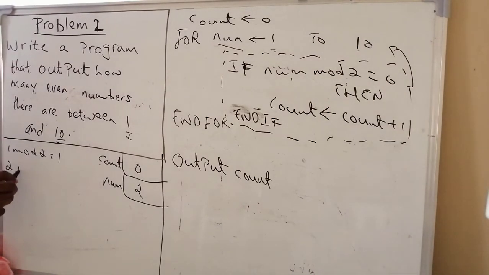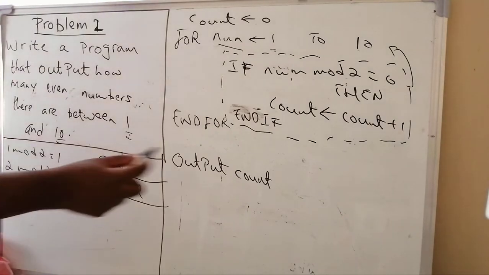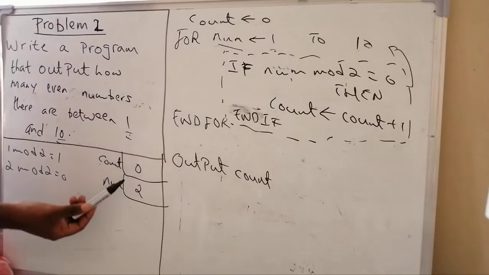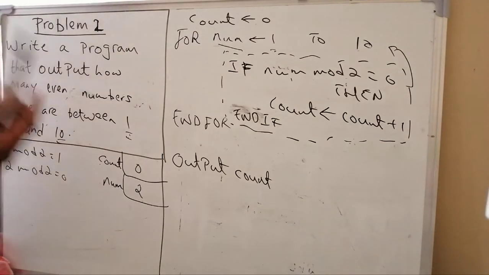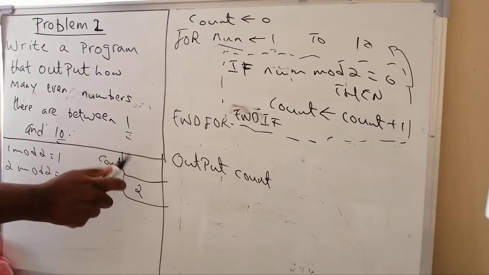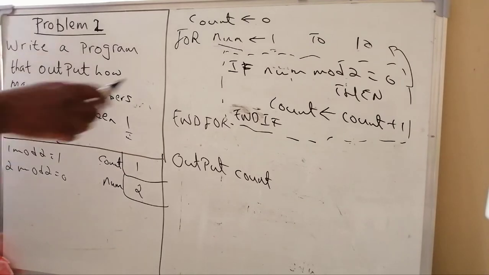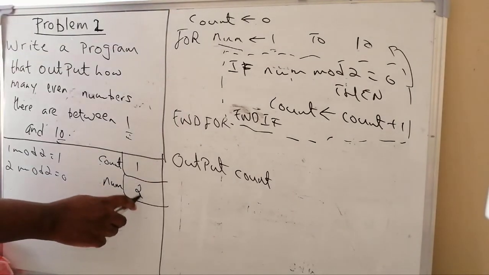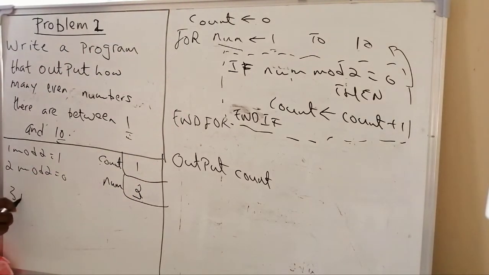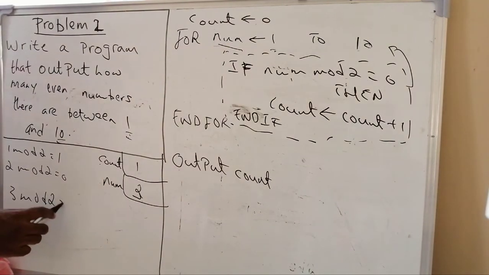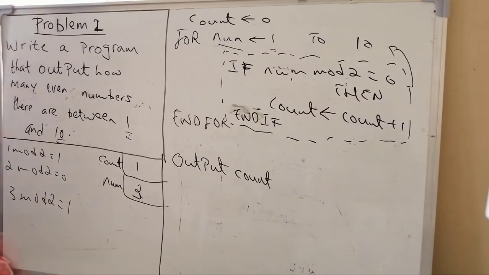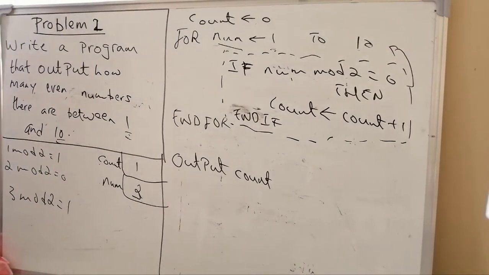Now 2 mod 2 in this case will be 0. Therefore, count is equal to count plus 1. So what is the current value of count? 0. So 0 plus 1, this will give us 1. We go up again. Now num is 3. Now 3 mod 2, that gives us 1 and not 0. So count will not be incremented.